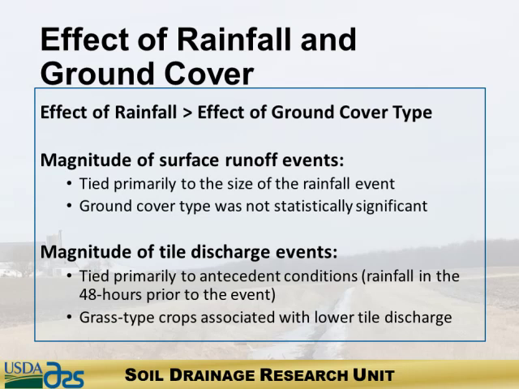The first thing we're going to talk about is surface runoff events, and how they're tied to the size of the rainfall event. Ground cover actually was not statistically significant, which we'll talk about a little bit more. Magnitude of tile discharge events were tied primarily to antecedent rainfall conditions. And finally, we saw grass-type cover crops associated with lower tile discharge. We're going to talk about each of those points in more detail, but this is the big picture look at what I'm going to talk about today.